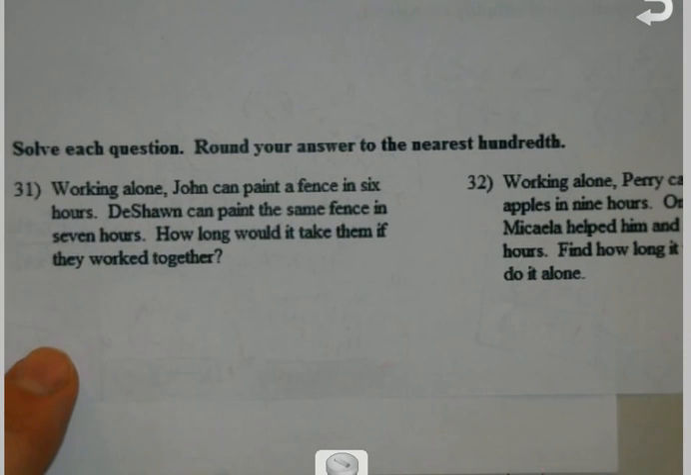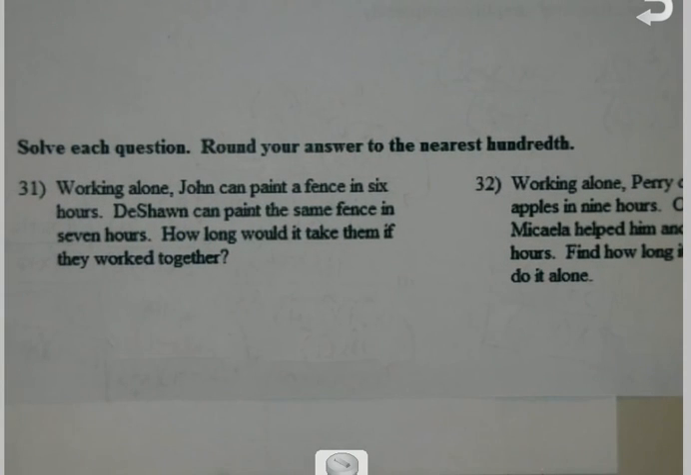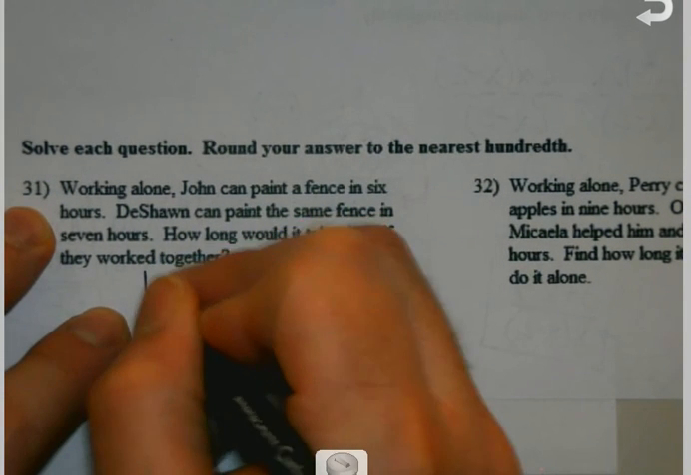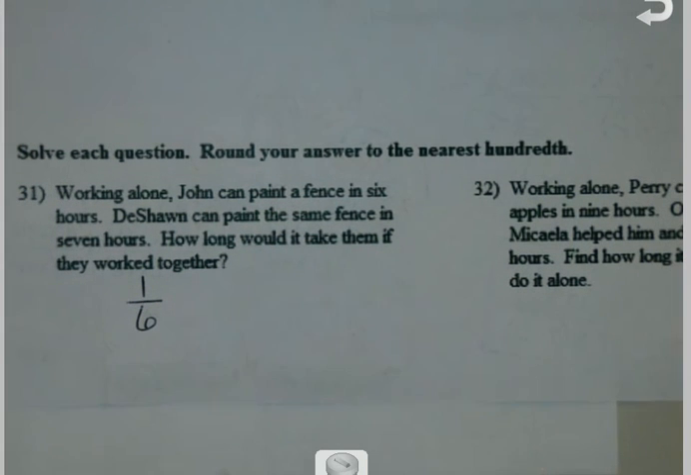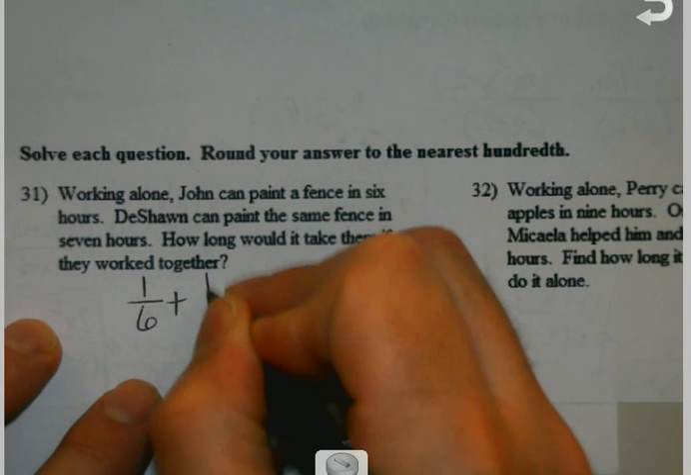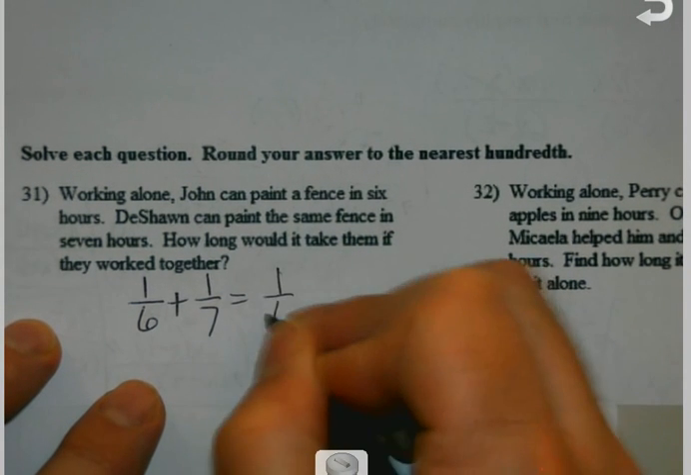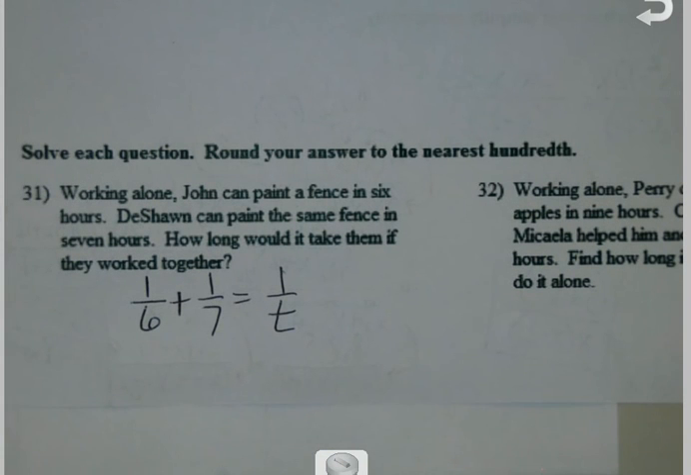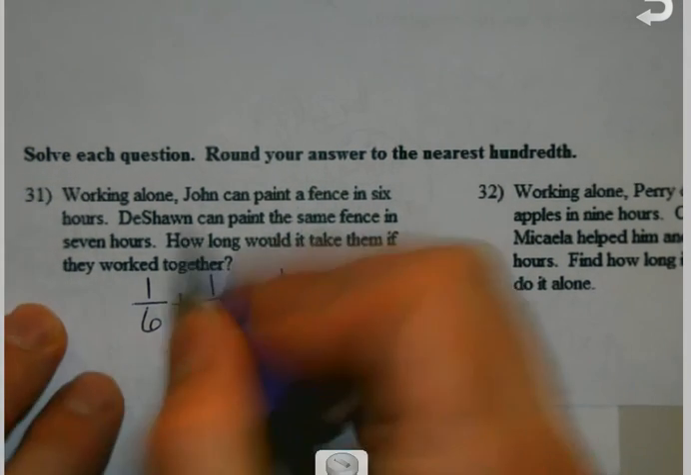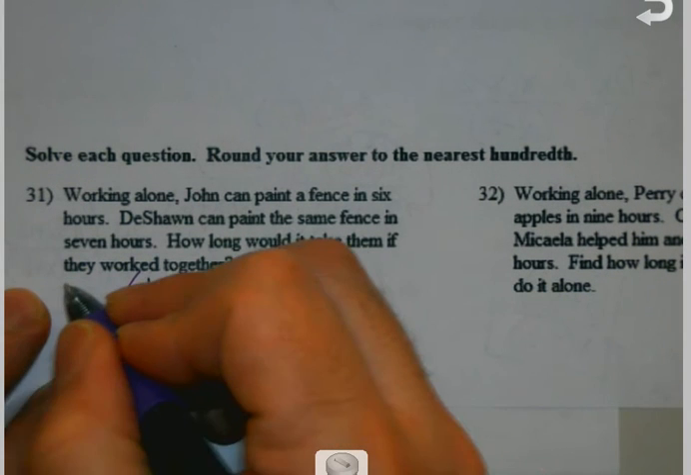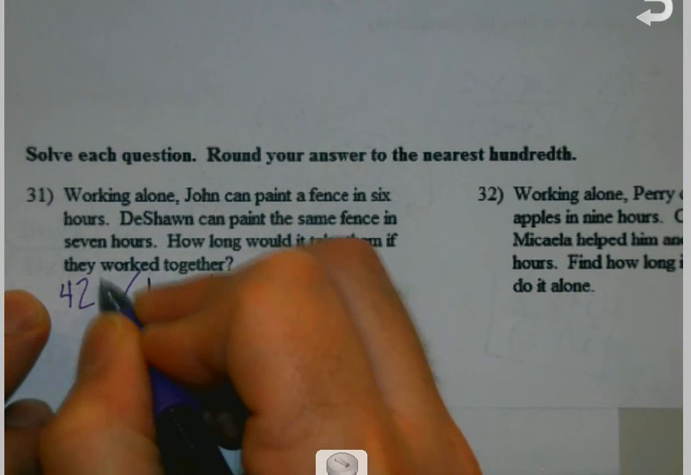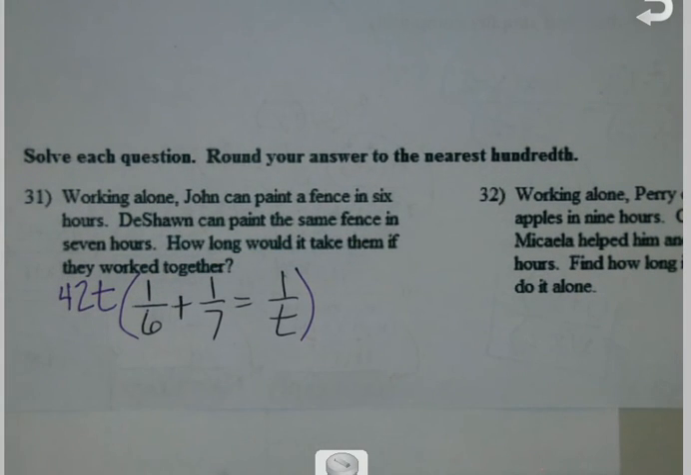So working alone, John can paint a fence in 6 hours. So remember, when we're back looking at these, individuals, we put 1 over that number. Deshaun can paint the same fence in 7 hours. So again, individual, how long would it take if they worked together? 2 individuals on the left, together on the right. I'm going to multiply my denominators together.